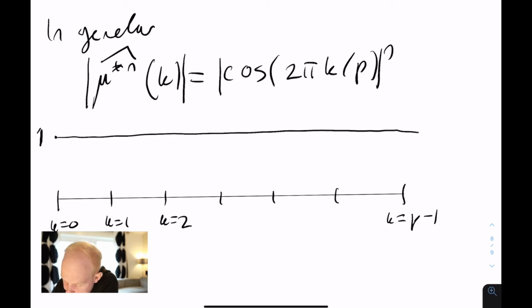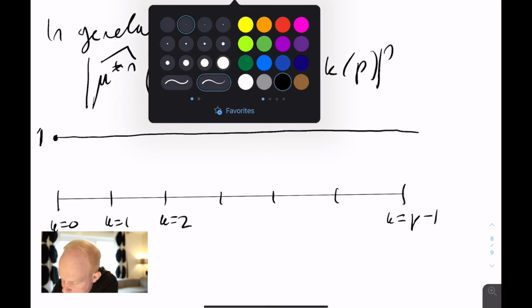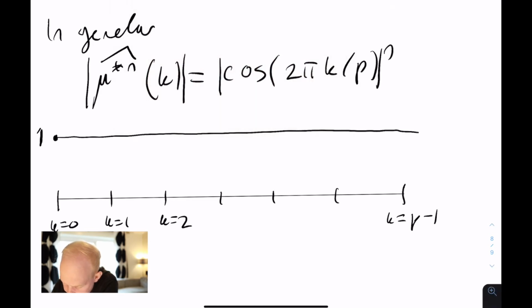Once you study k, the hope is that if you take k is equal to 0, of course in this picture we get the point 1. That's the value of the Fourier transform at k. I'm just taking this as the graph of the Fourier transform of n and its values.